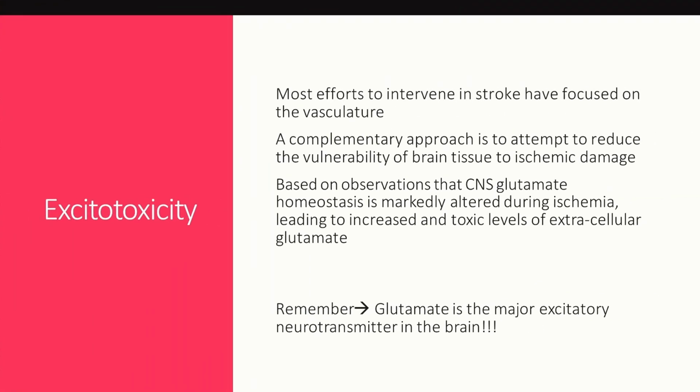Excitotoxicity. When we have a stroke, we have an ischemic area. The ischemic area itself is dead. It's not going to come back. What we're talking about here is the area around the stroke, the immediate area in that ischemic zone, that's not dead yet, but is undergoing a lot of metabolic changes because of all the stress from the ischemia. Most efforts to intervene in strokes have involved the vasculature, opening it back up and getting the blood supply going again. But there's another approach to help save brain tissue from other ischemic damage.